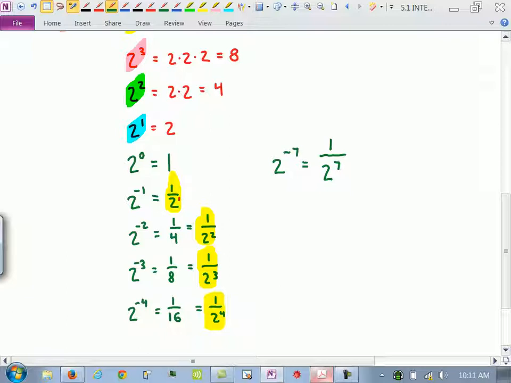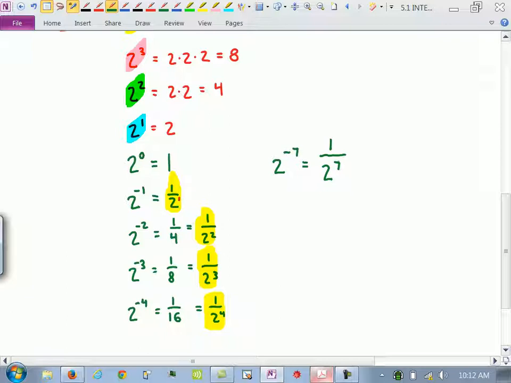So 2 to the negative 4 is 1 over 2 to the positive 4. 2 to the negative 3 is 1 over 2 to the positive 3. 2 to the negative 2 is 1 over 2 to the positive 2. So what's happening is that anytime we have that negative, we have to turn it into a fraction, 1 over, and then it's just take the negative off the exponent. See that 2 to the negative 7 is 1 over 2 to the positive 7.